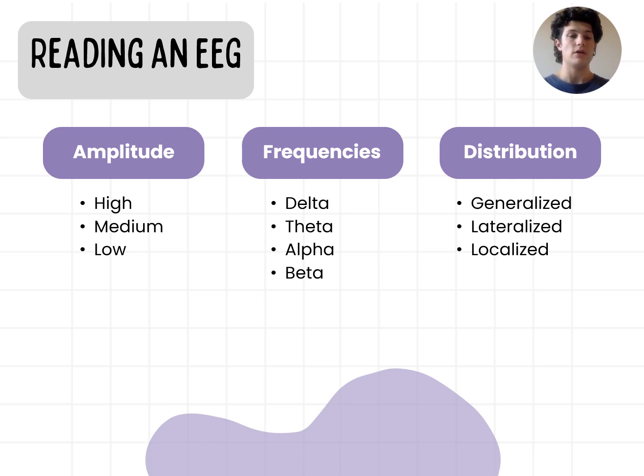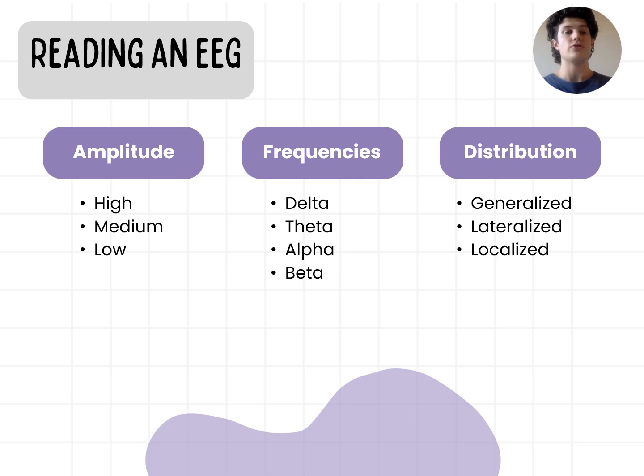Alpha waves are between 8 and 12 hertz, and these waves are present when the patient is awake with their eyes closed. However, when the patient has their eyes open, these waves disappear. Beta waves are between 12 and 30 hertz, and they are present when the patient is awake and alert with their eyes open. These are predominantly in the frontal lobe, but they're seen in all cortical regions.